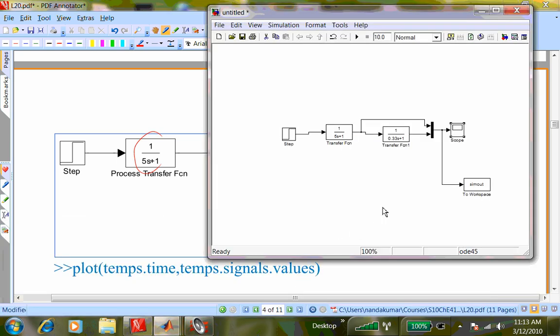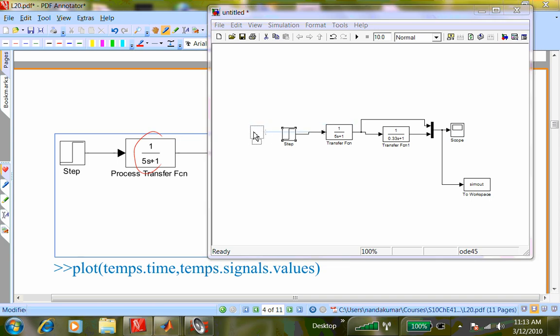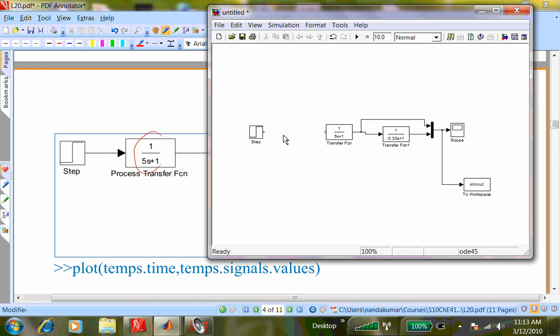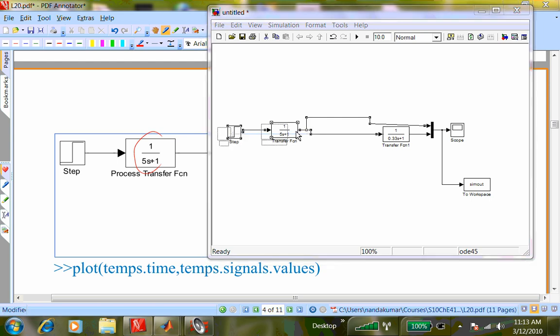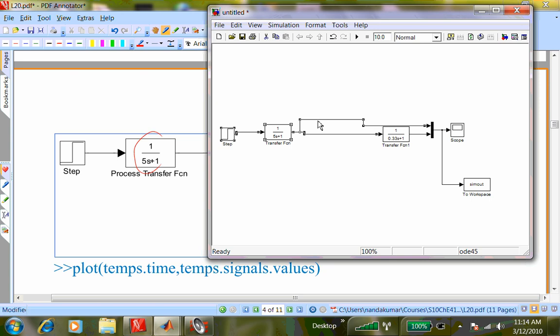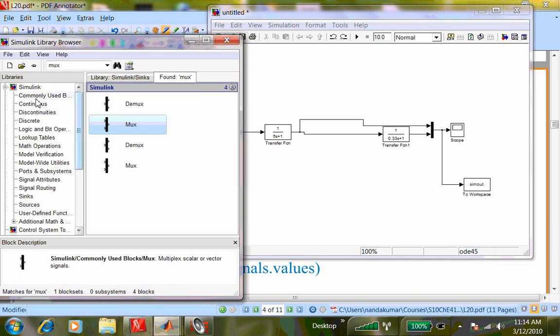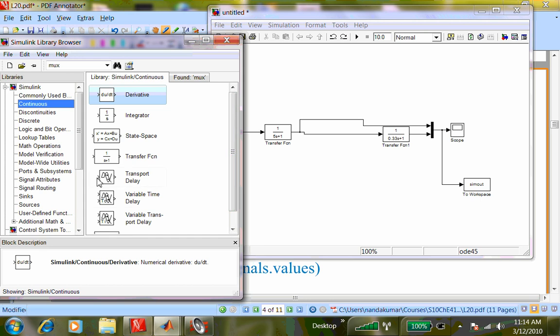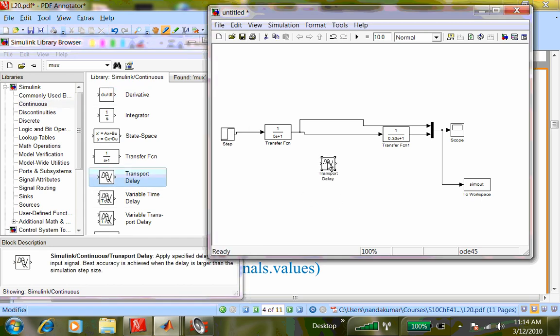Now you wanted to put a delay. Where do you want to put the delay? Right after the first transfer function. Let me just grab the delay function. Where is that? Transport delay, right. So you want me to break this part, and I guess we should break that part too.